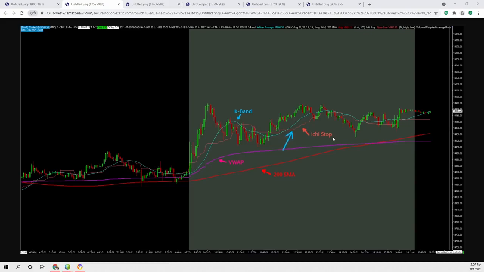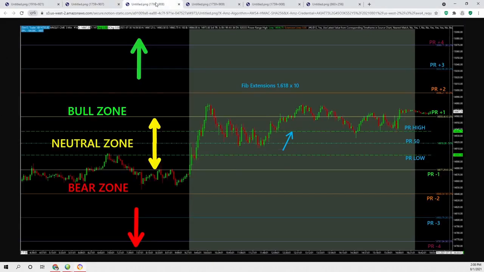This itchy stop is just the Kijun of the Ichimoku cloud. I've also seen it called the base line of the Ichimoku cloud. The only reason I call it the itchy stop is because in my original strategy, I use it as a stop loss. So these are just the indicators of this strategy. Like I said, you don't necessarily need these indicators, but they help you see where you're likely to see a response, which can help you make trade management decisions.